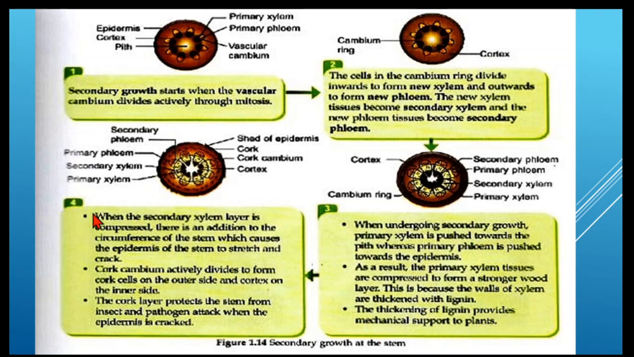And the fourth one, when the secondary xylem layer is compressed, there is an addition to the circumference of the stem, okay, which causes the epidermis of the stem to stretch and crack. So cork cambium actively divides to form cork cells on the outer cells and the cortex on the inner side. The cork layer protects the stem from insect and pathogen attack when the epidermis is cracked.